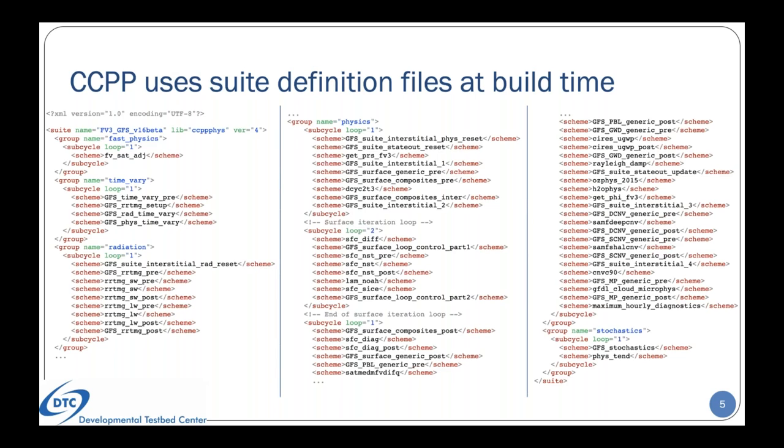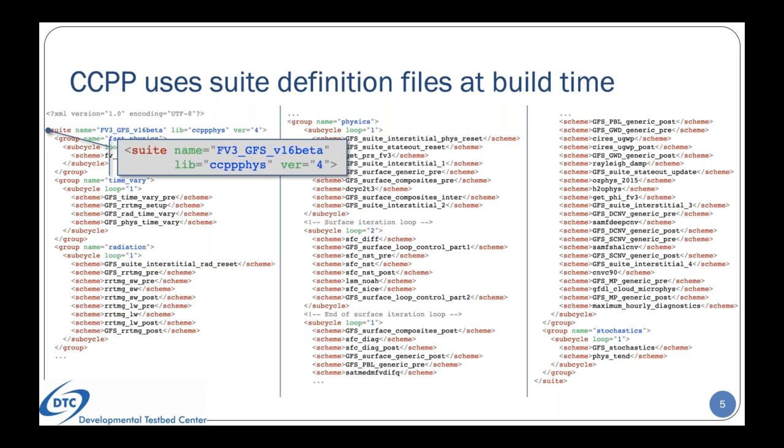So obviously those suite definition files are important and CCPP uses them at build time. And I'm going to show you one in its full glory right now, and boom. This is the candidate for operational implementation FV3 GFS version 16 beta suite with everything that comes with it. And first thing to note is that there are many more schemes than most of you might have expected, thinking about shallow convection, deep convection, microphysics, and so on.